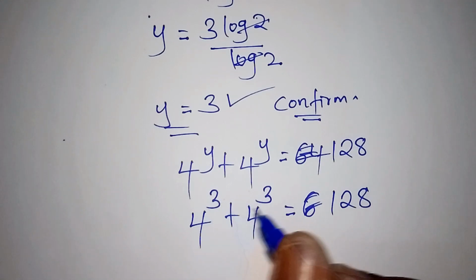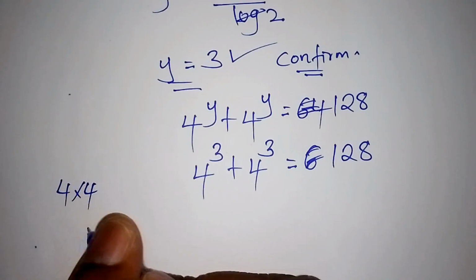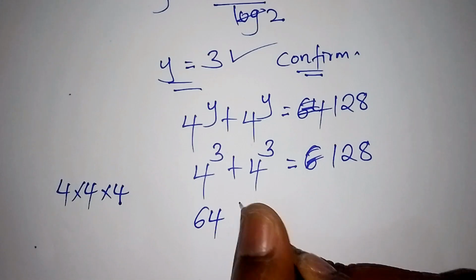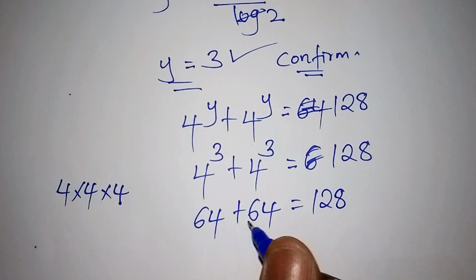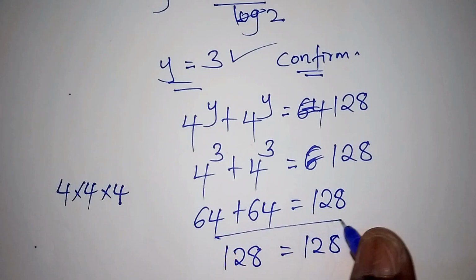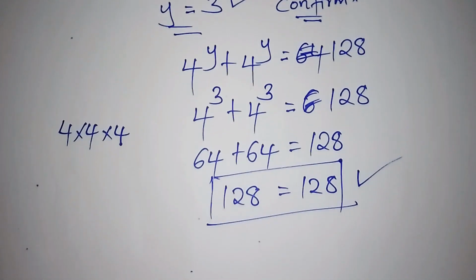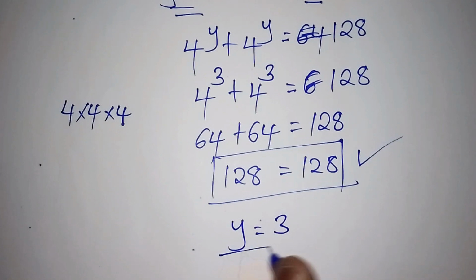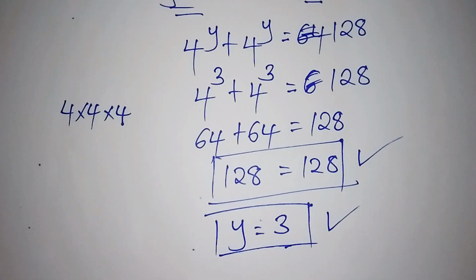Now 4 to the power of 3 is like having 4 multiplied by 4, that is 16, and 16 multiplied by 4 is 64. So now we shall have 64 plus 64 is equal to 128. So 64 plus 64 is 128, which is equal to 128. Meaning that our answer is very correct when we agree that our value for y is equal to 3. So that is how we work out this maths problem within the shortest time possible without the use of the calculator.